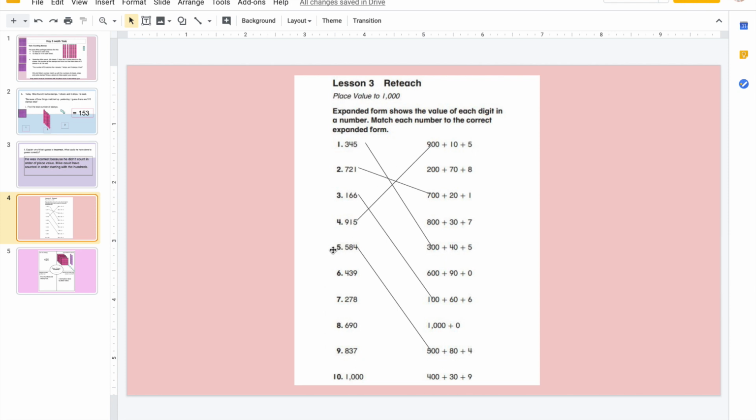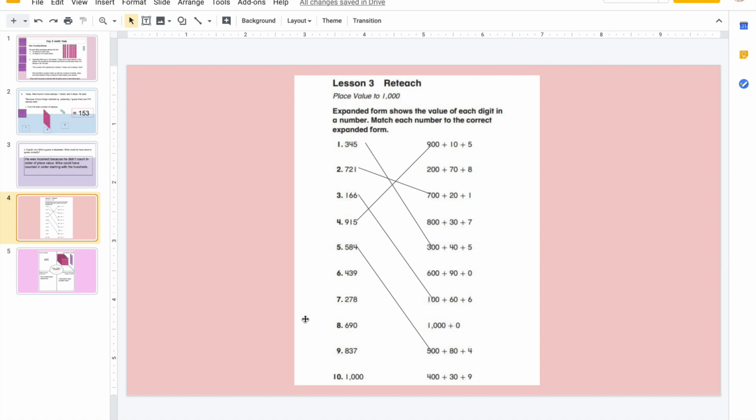And then the last example I'm going to give you, because I'm going to want you to try some of these on your own, is number 5, which is 584. And again, the 5 in the hundreds column is going to represent 500 because 5 hundreds is 500. The 8 in the tens place is going to represent tens. 8 tens is 80. And then the place value of the 4 is going to represent 4 ones. So 584 in expanded form is 500 plus 80 plus 4.